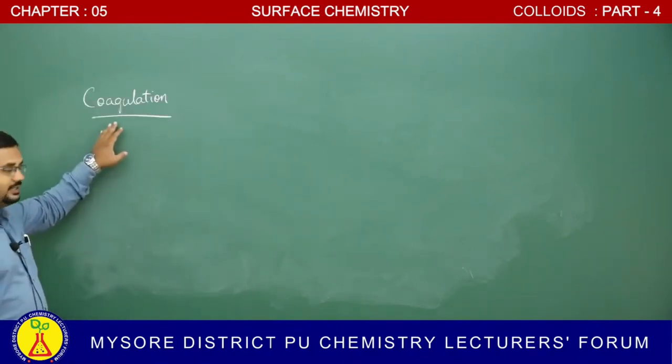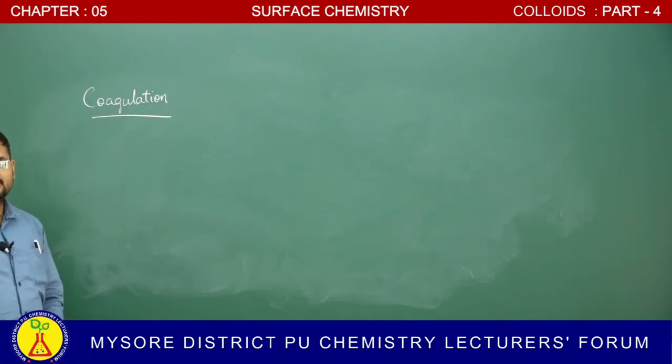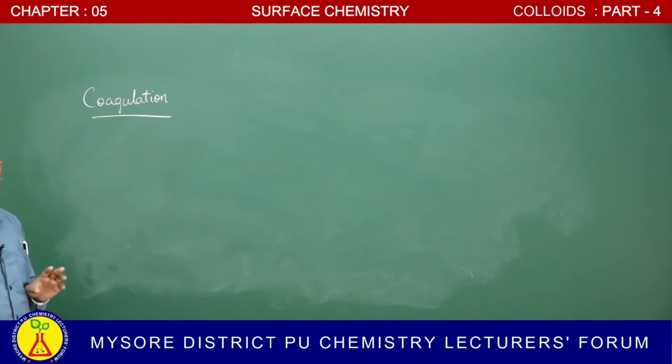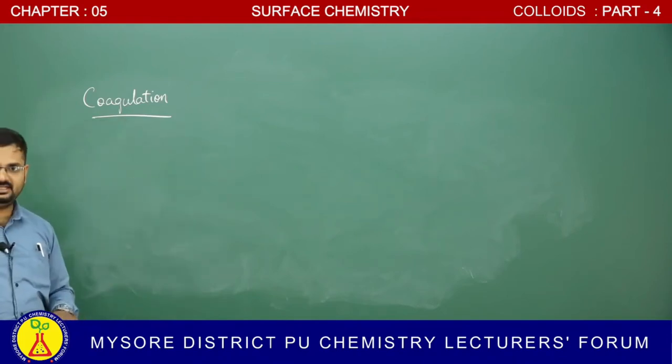Okay students, next we have coagulation. What is the meaning of coagulation? The settling of colloidal solution is called coagulation, or precipitation of the sol. If you remove the charge, 100% of the colloidal solution gets converted into precipitate.